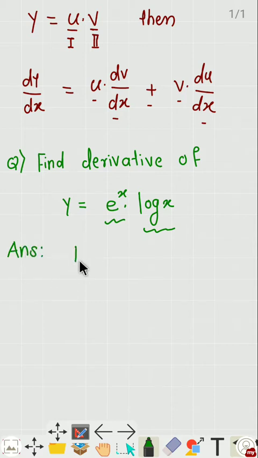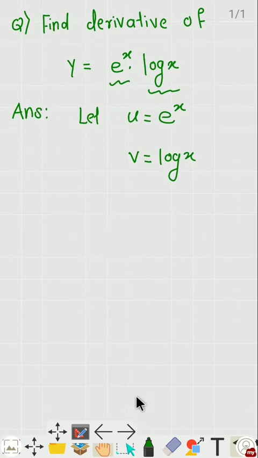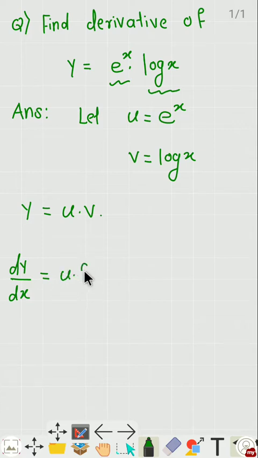Okay, so let us take u is equal to e raised to the power x and v is equal to log of x. Okay, these are the two standard functions. Now our function y will look like this, u into v. Okay, and therefore its derivative of y with respect to x is equal to u function as it is into derivative of v with respect to x plus v function as it is into derivative of u with respect to x.